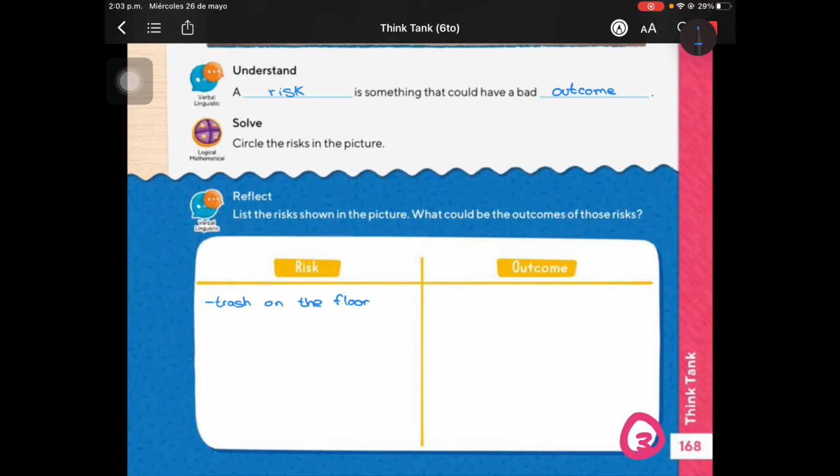Now, why is this risky? Well, someone could trip or it could attract bugs. If you just have something laying around on the floor, you could trip with it and fall down. But because it is not only just trash, it is even just an apple that is being dumped outside of the trash can, it could potentially attract bugs or other animals, and we don't want that. So that is risky, and that is a potential outcome.